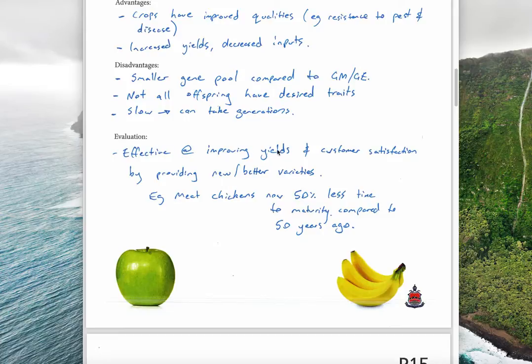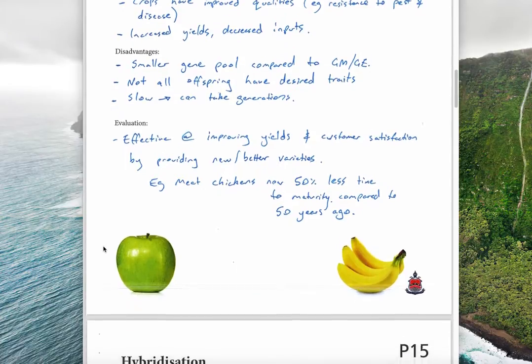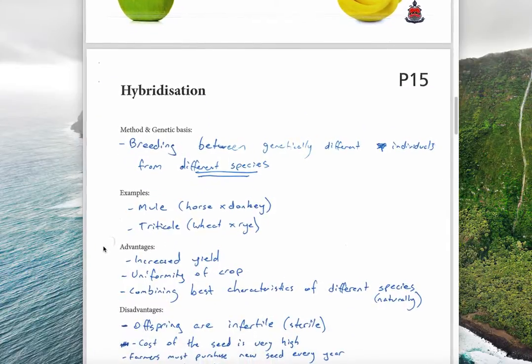Evaluation here is it's effective at improving yields and customer satisfaction by providing new and better varieties. And a non-plant example, but meat chickens are now 50% less time to maturity compared to 50 years ago. So now meat chickens are ready to slaughter in about 7 weeks instead of the 15 weeks it was, say, 50 years ago. Moving on to hybridization.